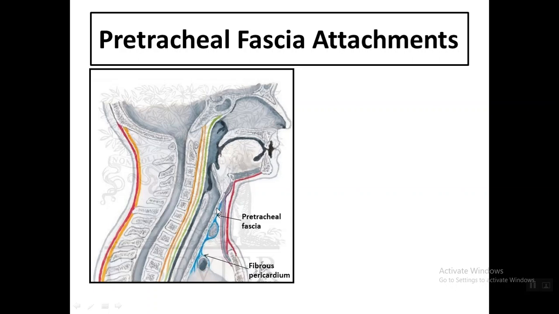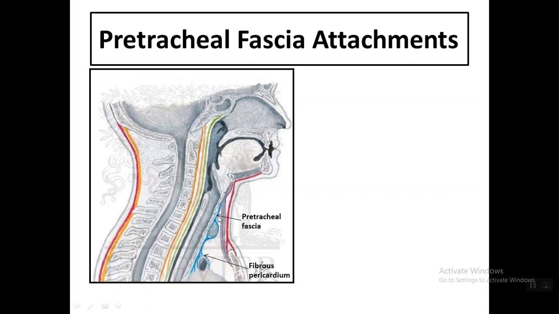شوف امتداد pretracheal fascia from the thyroid cartilage down covering the gland and down until it reaches the thorax، يعني إلى أن تتصل بالثوركس اللي هو بالـ fibrous pericardium. هذا هو امتداد أو attachment of the pretracheal fascia.